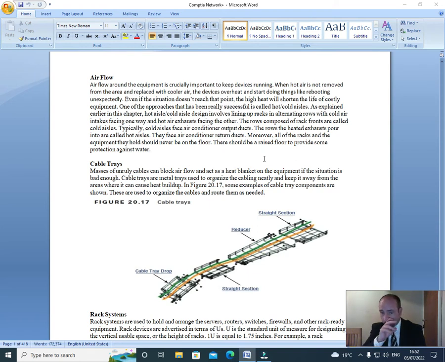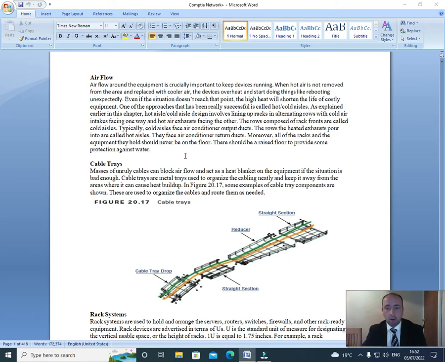One of the approaches that has been really successful is called hot aisle, cold aisle, as explained earlier in this chapter. Hot aisle, cold aisle design involves lining up racks in alternating rows with cold air intakes facing one way and hot air exhausts facing the other. The rows composed of rack fronts are called cold aisles. Typically, cold aisles face air conditioner output ducts. The rows the heated exhausts pour into are called hot aisles. They face air conditioner return ducts.